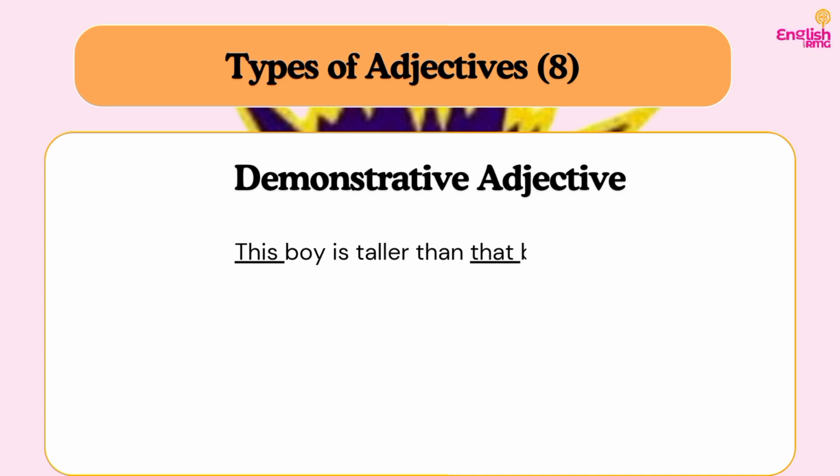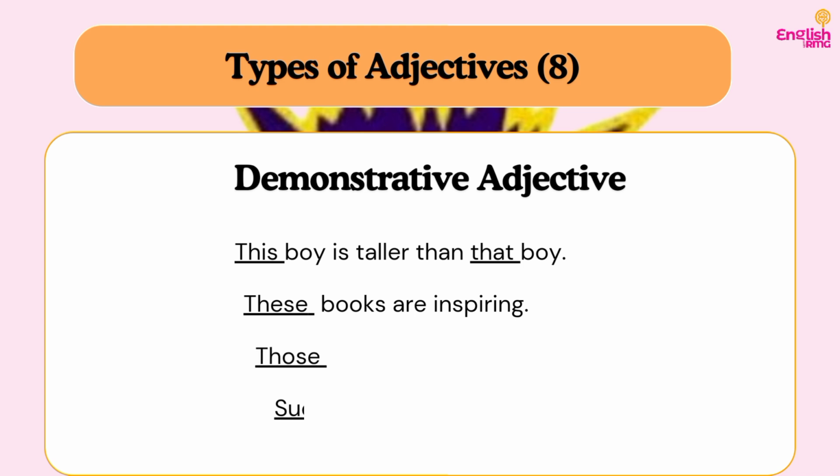Let's consider a few examples. So we have this boy is taller than that boy. So we have two demonstrative adjectives here, this and that. You can say that they point out the noun that we are talking about. Do you understand? We could also have these books are inspiring. So these here is a demonstrative adjective pointing out what I'm actually talking about, which is books. Do you understand? So in another example, we could have those boys are brilliant. It's also pointing out the noun that I'm talking about or that I'm referring to in the sentence.